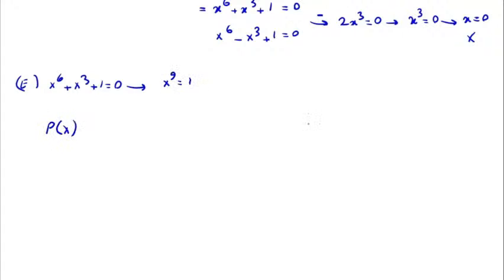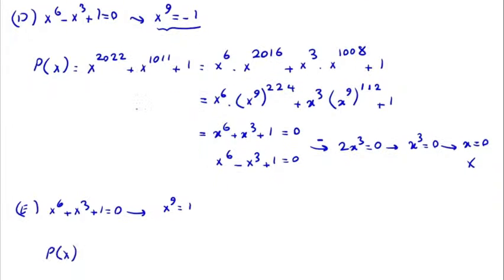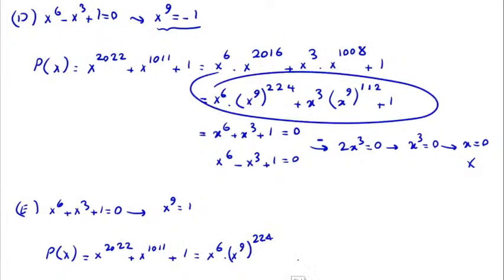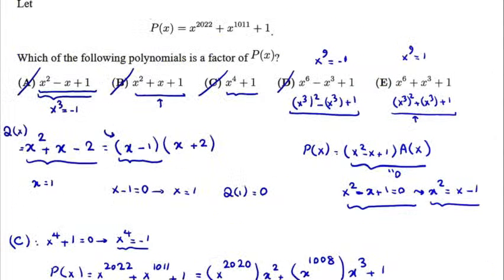And if we calculate p(x), like previous parts, p(x) equals what? Equal to x^2022 + x^1011 + 1. Again, we want to use x to the 9. We write it again like this: x^6 times x^2016, we use this part, plus x^3 times x^1008, plus 1. Because x^9 is 1, it will be x^6 + x^3 + 1. And we know from assumption it is 0. And it is 0, it satisfies. So the answer is E.